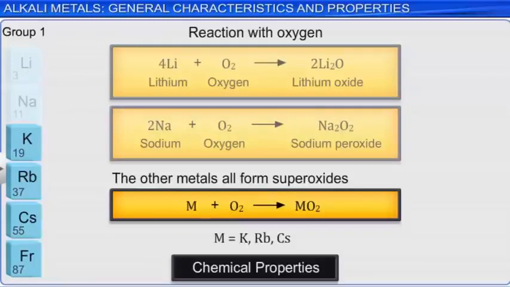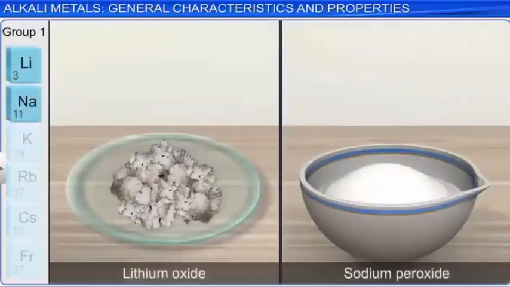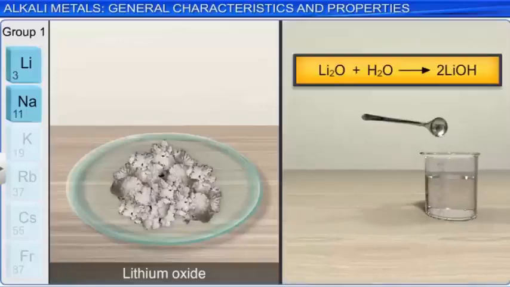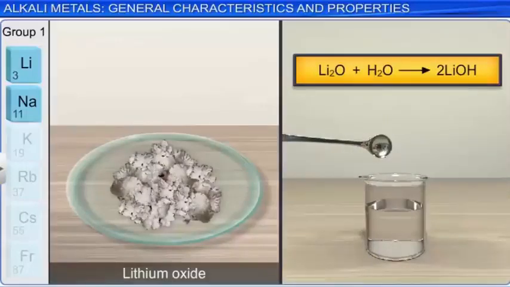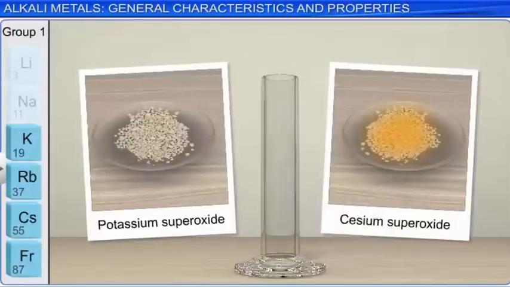The oxides and peroxides that form from the alkali metals are typically white solids, as shown in the illustrations. They are basic anhydrides when placed in water. They will generate hydroxide ions, and thus basic solutions as shown in this reaction for lithium. The alkali metal superoxides, which only form with the larger alkali metals, are typically yellow or orange in color.